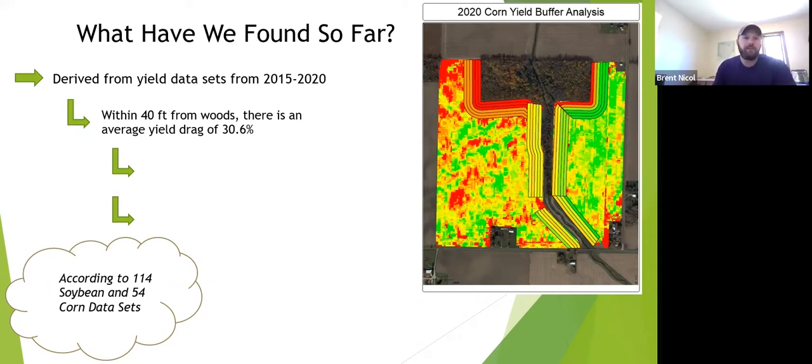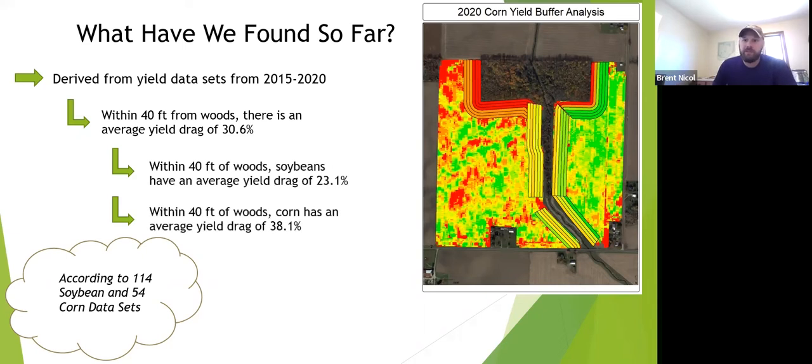So this 30.6%, this percentage takes into consideration the average between soybean and corn yield drag respectively. So to dial that in a little bit further, how we got that 30.6%, soybeans had an average yield drag on that 0 to 40 foot buffer of 23.1% and corn at 38.1%, both being just along the woodlots.